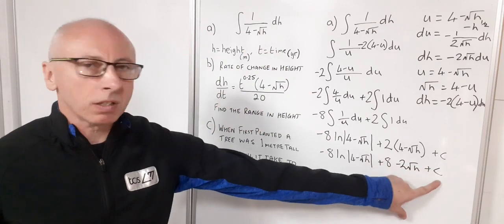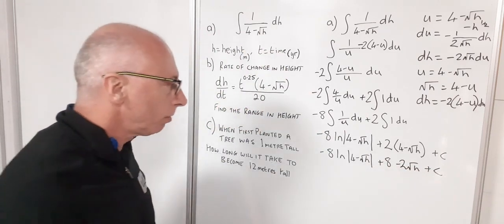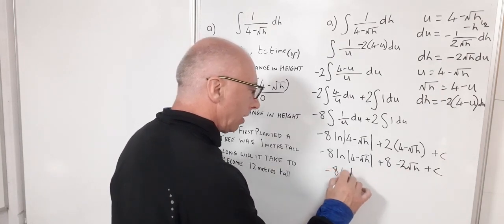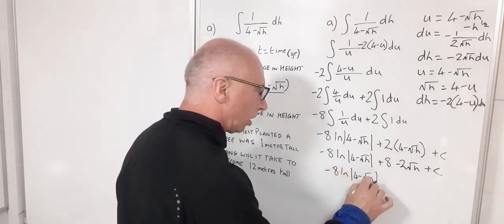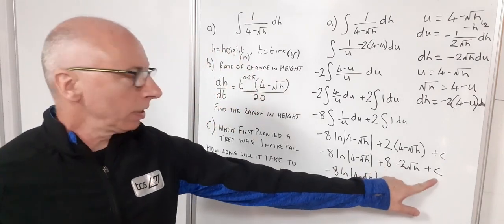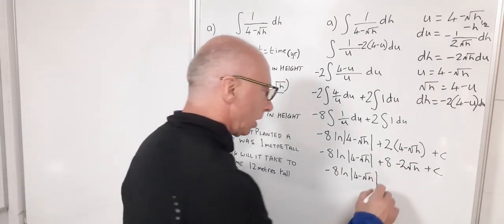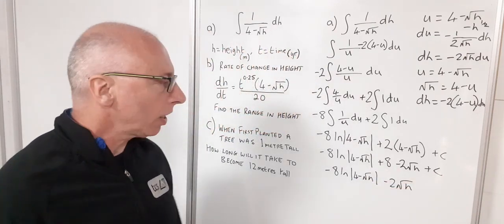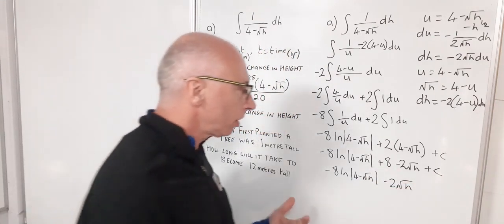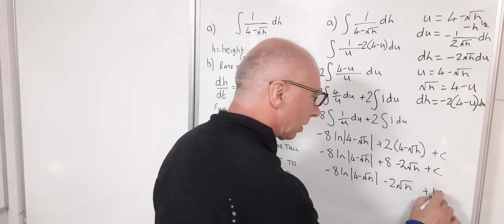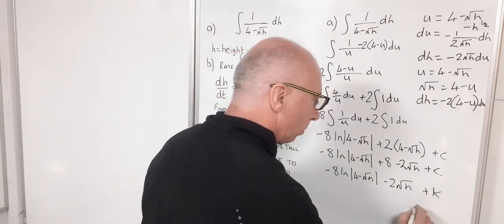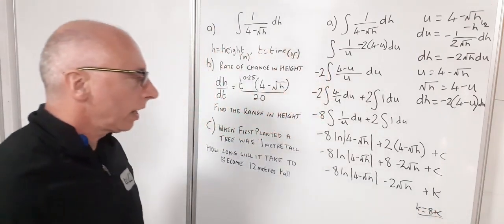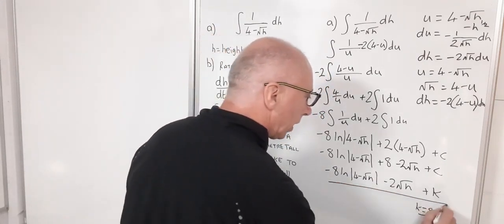Now this plus 8 can be absorbed by this constant multiple here. So now I'm going to bring minus 8 ln of 4 minus root h. Plus 8 I'm going to absorb in the c, and I've got a minus 2 root h here. Now 8 plus c, I'm going to give that a new variable because that's a new constant. So I'm going to just call that plus k, where k equals 8 plus c. Okay, so that's the result of our integration.